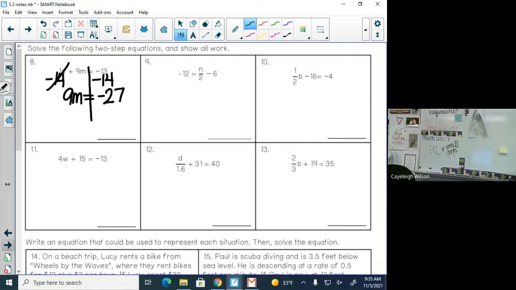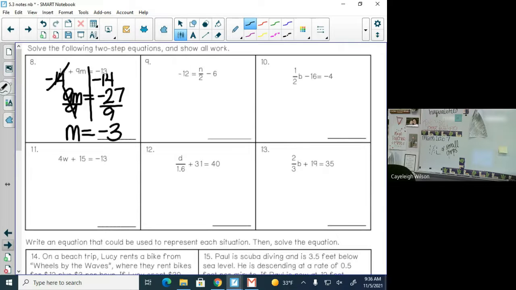And then step 2 is to undo the multiplication or division. So what would I do now to get m all the way by itself? Divide by 9. So 9 divided by 9. What is 9 divided by 9? 1. So that's 1m, which is just m. And then negative 27 divided by 9 is negative 3.